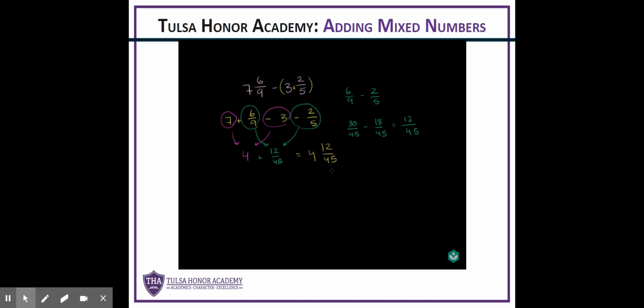But we're not done yet. We can simplify this further. 12 and 45 have common factors. They are both divisible by 3. So if we divide the numerator by 3 and the denominator by 3, 12 divided by 3 is 4. And 45 divided by 3 is 15. So 4 and 4/15. And actually, we're done. These two can't be simplified anymore. 4 and 4/15.